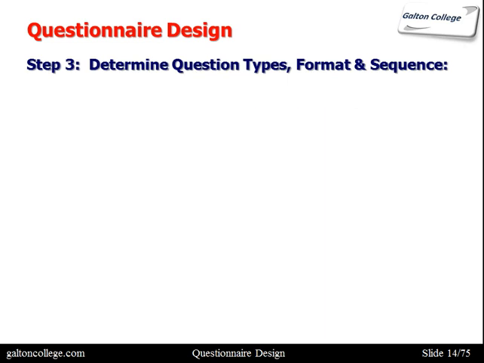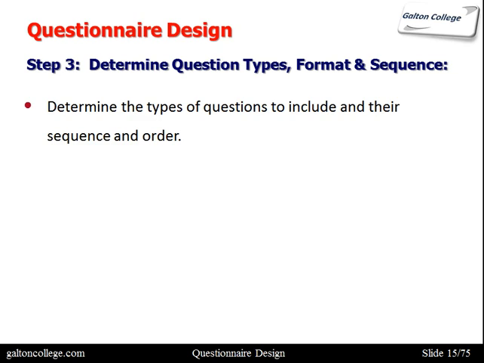Now step three, determine question types, formats and sequence. Determine the type of questions to include and their sequence and order. So what types of questions? Should they be open-ended? Should they be closed questions? If they're attitudinal, how many points on the scale? If it's a Likert scale, how many points? And how should the questions be sequenced?